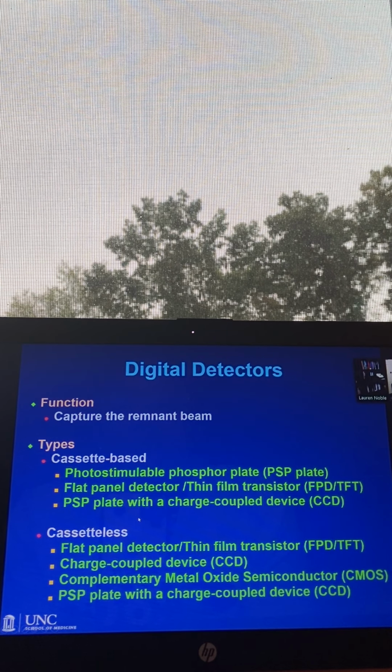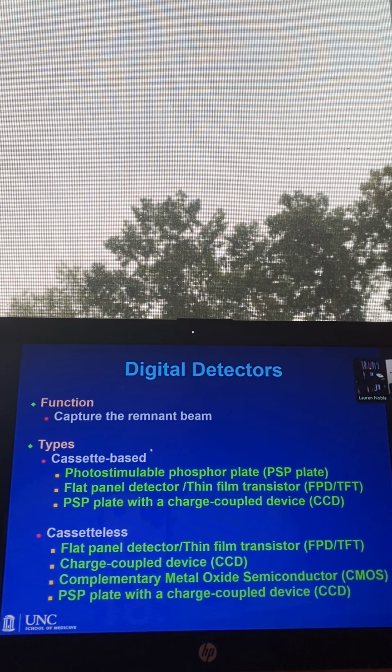Well, when we look at our detectors, we can classify them into these 2 different types of detectors, cassette-based or cassetteless. So the one that we use down in the lab, would that be classified as cassette-based or cassetteless? It's cassette-based, yeah. It's a cassette. That image receptor is a cassette.